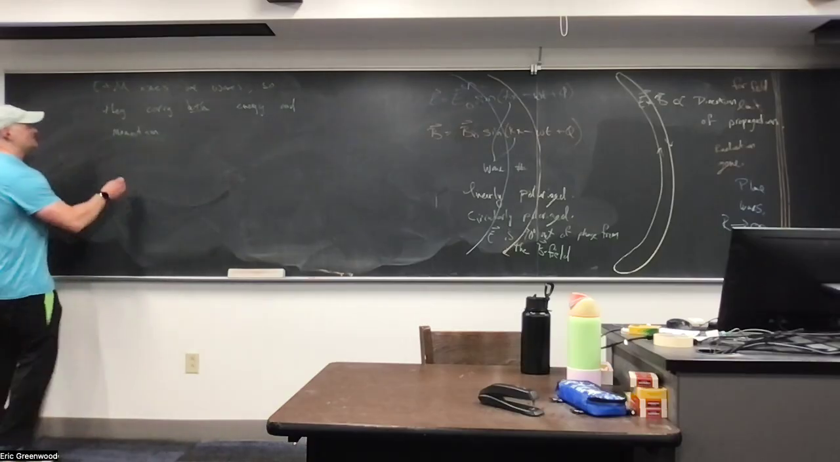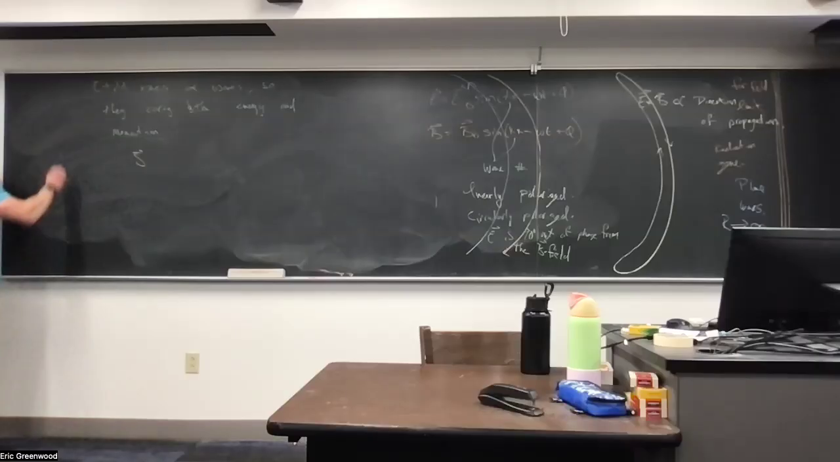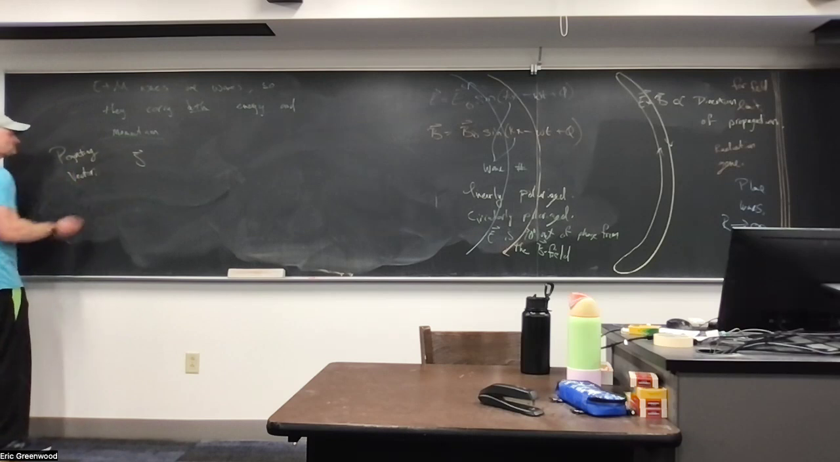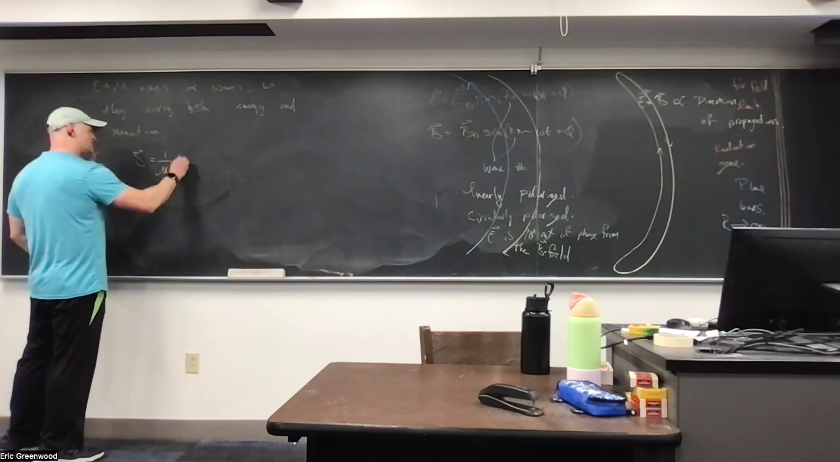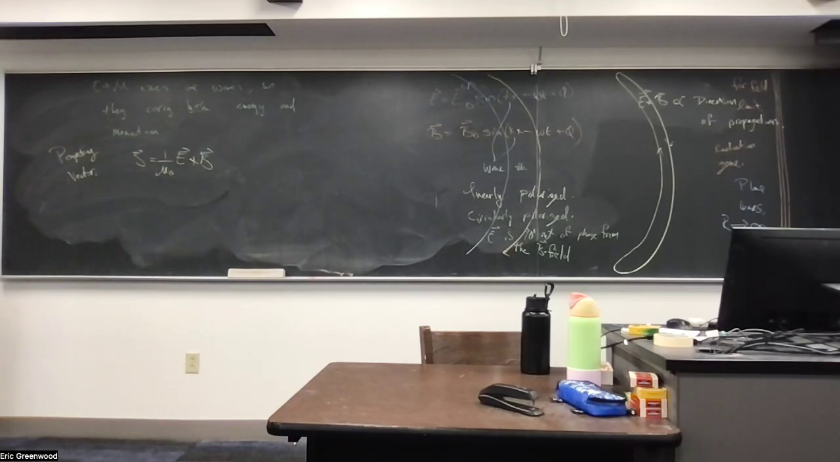And to do that, instead of actually deriving this, I'm going to try something different this time. I'm going to define a new quantity, which is what's known as the Poynting vector. So the Poynting vector is defined as 1 over mu naught times the electric field crossed by the magnetic field.